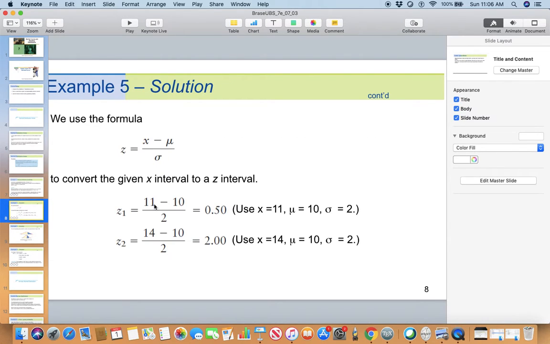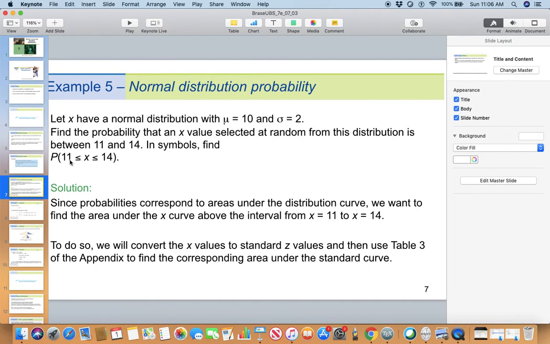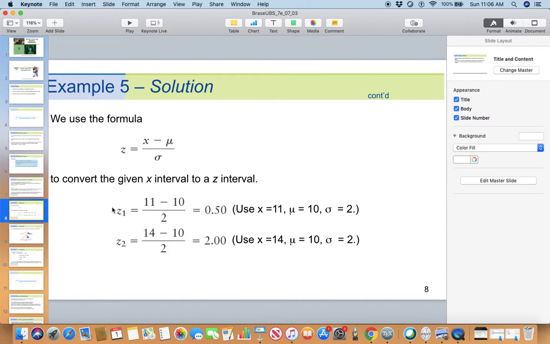All right, so the z conversion: x minus mu over sigma gives me z. You see, x has limits of 11 and 14. So that gives you limits for z. Where did those come from? Here, 11 and 14. Those are the limits for x, and that's what we are using in our conversion. So one limit for z is here, and another limit for z is here.